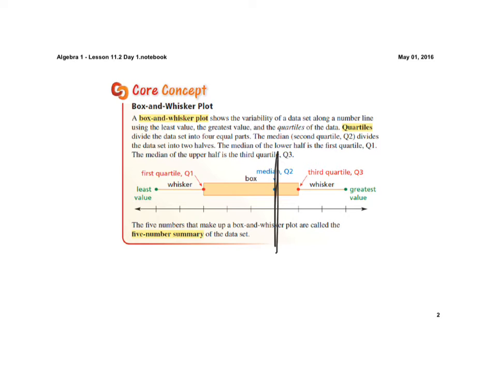Then the median of the lower half is the first quartile. The median of the upper half is called the third quartile. Along with the least value and the greatest value, which are extended out to form the whiskers of the box and whisker, this gives us a 5-number summary of the data. So again, a box and whisker plot shows the variability or the spread of the data using a 5-number summary.